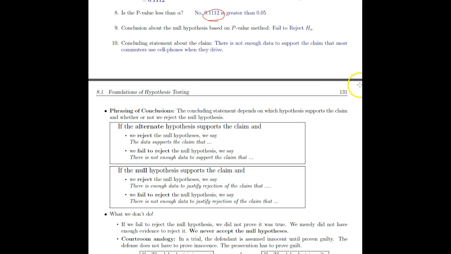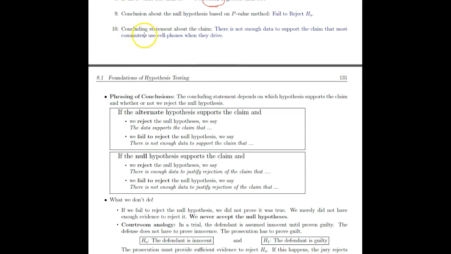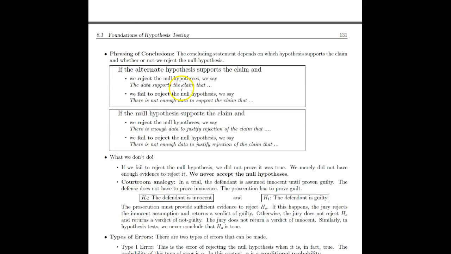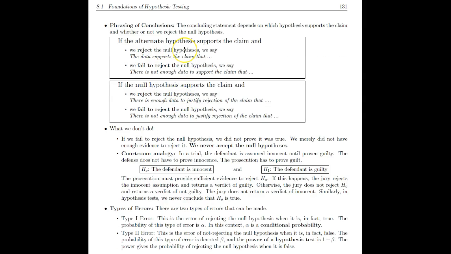So the last thing that we really didn't talk about yet was the conclusion. And so let's talk about the phrasing of conclusions. The concluding statement is kind of a four-possibility scenario. And there's one that you go with more than the other, but let's break it all down.